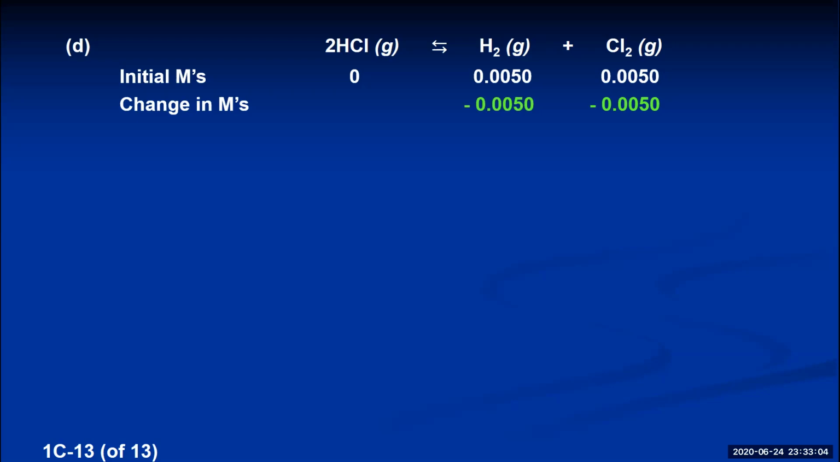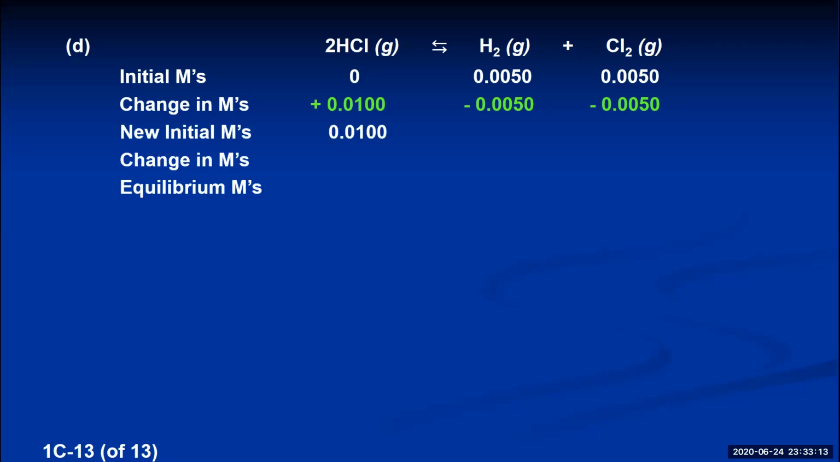And now 1-to-2 ratio, you're going to form twice the amount of HCl. So if I add these, I'm going to have my new initial molarities, which will be 0.0100 HCl, no hydrogen, no chlorine. So if I use this starting point, this is stoichiometrically equivalent to what I have at the top of the slide, which means I'm going to get the exact same answer for my equilibrium molarities of all three substances. So if I continue the problem, now the spontaneous reaction's to the right, so I'm going to subtract away 2x of HCl. I'm going to add 1x of hydrogen and 1x of chlorine, so my equilibrium molarities will be 0.0100 minus 2x, x, and x.